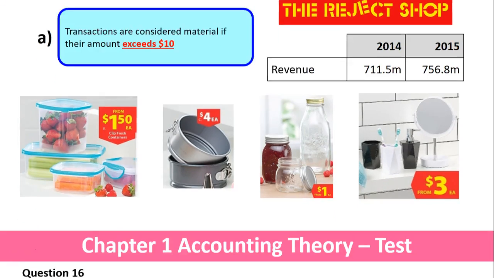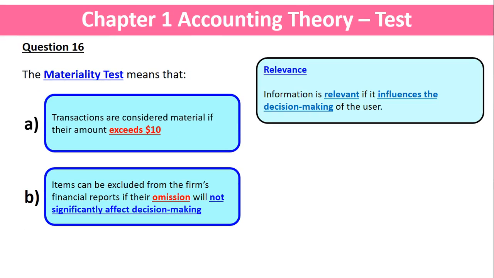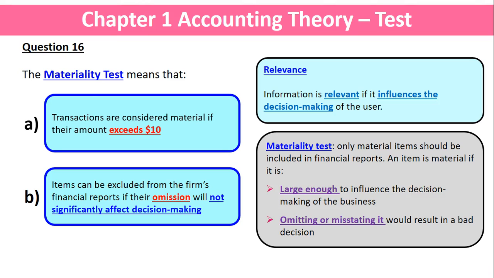Based on that, we're going to get rid of option A. And it's all to do with the qualitative characteristic of relevance. It says information is relevant if it influences the decision making of the user. And part of that is what's called this materiality test. Materiality says we should only include items that are material in the financial reports, and an item is material enough if it's large enough to influence decision making, and if I left it out or omitted it or misstated it or got it wrong, I'd get a bad decision.